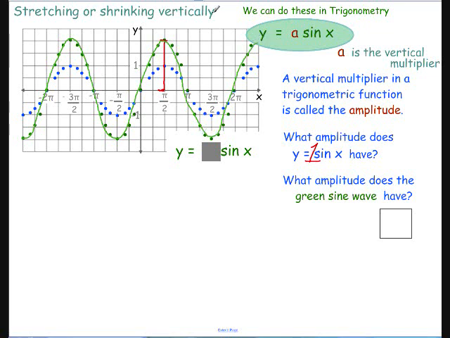I hear some of you telling me, certainly you're right. Two. There it is, 2. So what did it do? Did it shrink it or stretch it? Yeah, it stretched it.